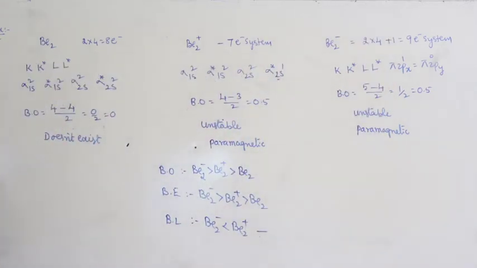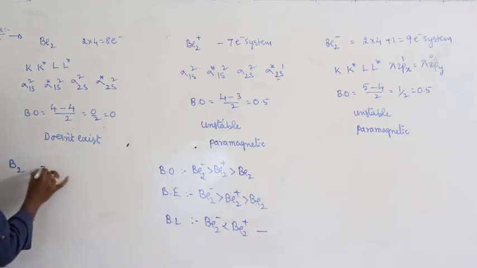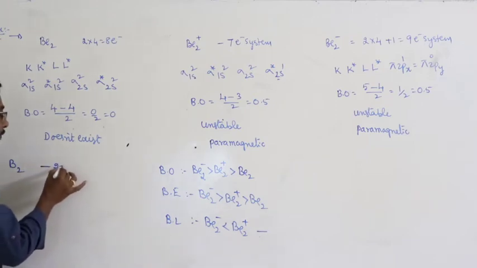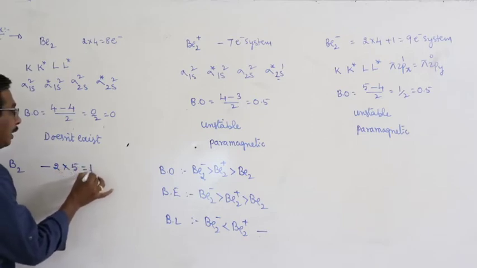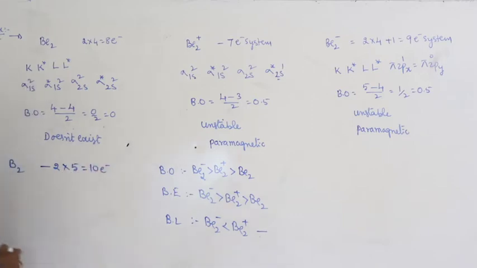Now let us go through boron species. Here what about the boron species? B2. Here what is the atomic number of boron? 5. Each boron contains 5 electrons. 2 into 5, 10 electrons. 10 electron system. K star, L star, 8 electrons.